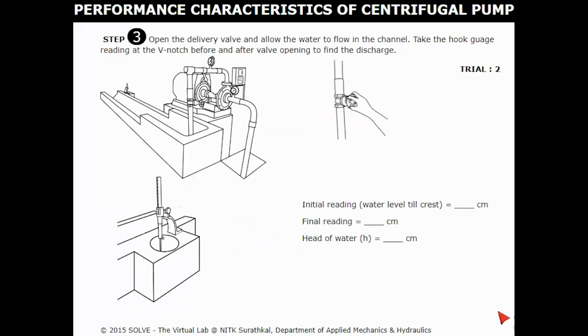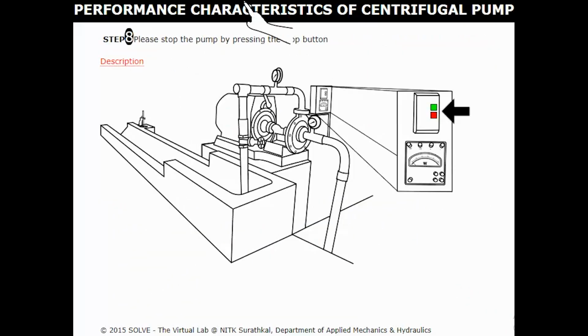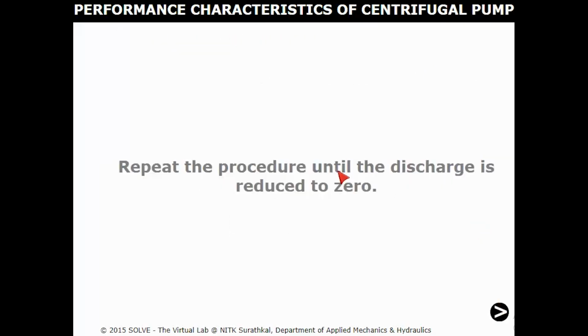Similarly, follow the same steps for other trials. Click on the red button to switch off the pump. Repeat the procedure until the discharge is reduced to 0.